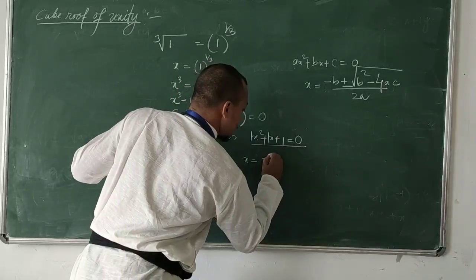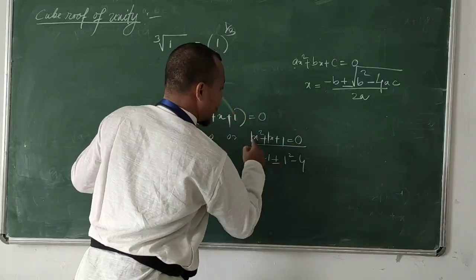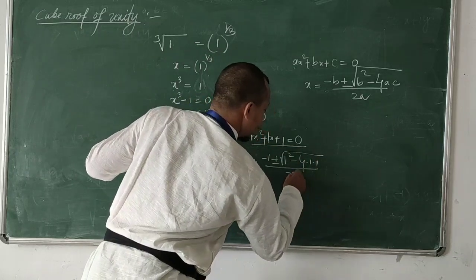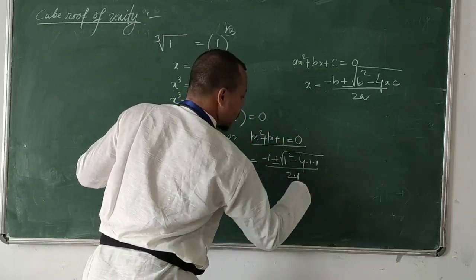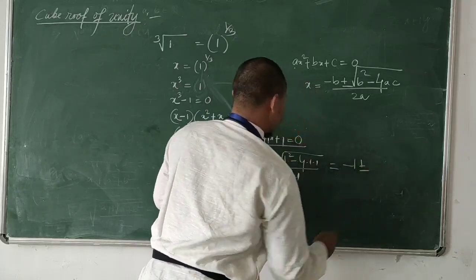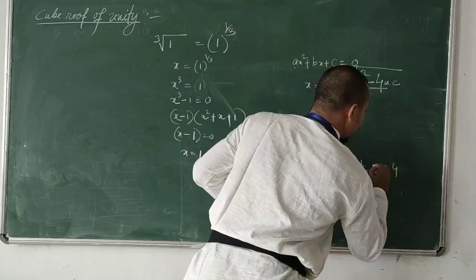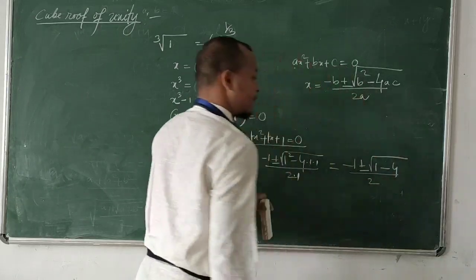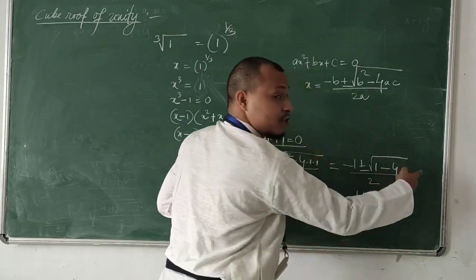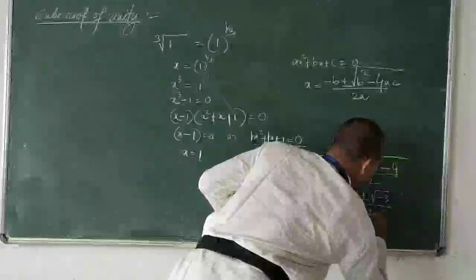Here b is 1, so minus 1 plus or minus the square root of b square, 1 square, minus 4 into a into c, 1 into 1, all over 2 into a. A means 1, so 2 into 1. So what are you going to get? Minus 1 plus or minus the square root of 1 square, which is 1, minus 4 into 1 into 1, over 2. Now 1 minus 4 is equal to minus 3, so the square root of minus 3 over 2.